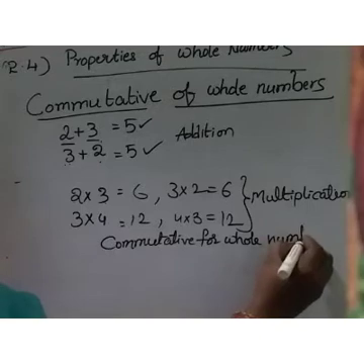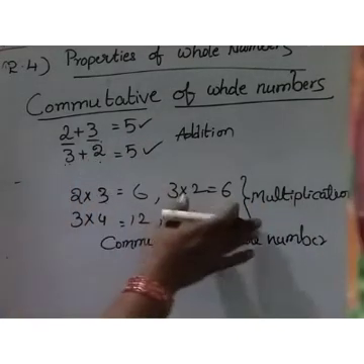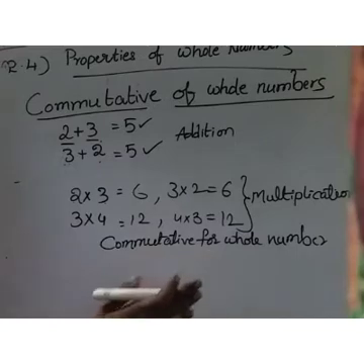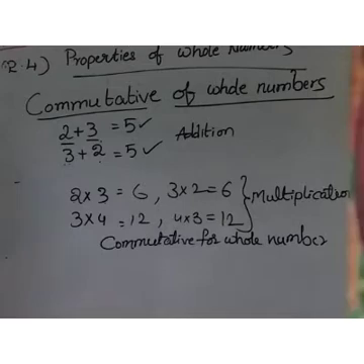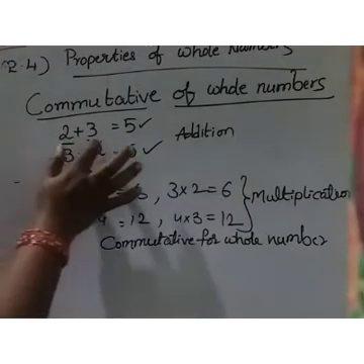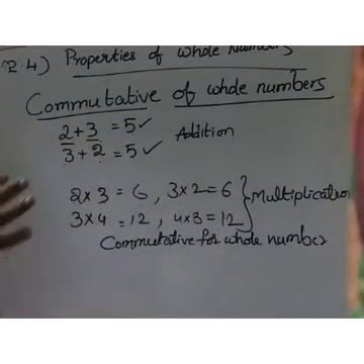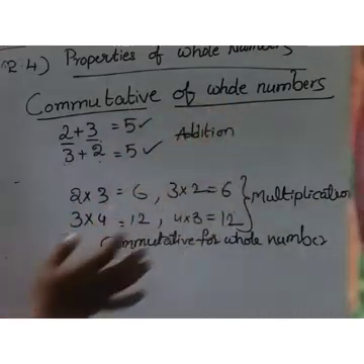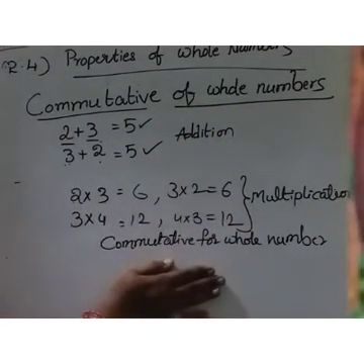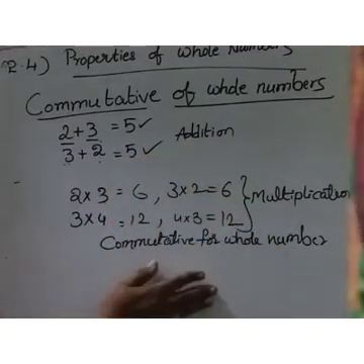Whole numbers. Addition and multiplication are commutative for whole numbers. So next, the associative property under multiplication and addition. This is the commutative property. Here there are only two variables, 2 plus 3 or A plus B. These are called variables. 2 plus 3 equal to 5. 3 plus 2 also we have to get the same answer. This is the commutative property of whole numbers, and it is possible for addition and multiplication.